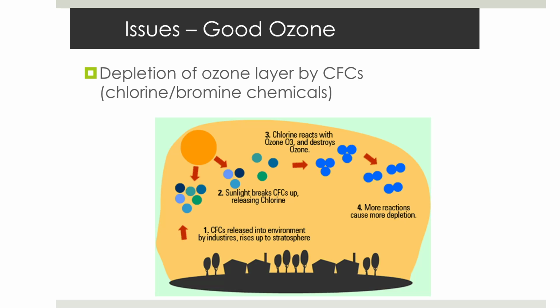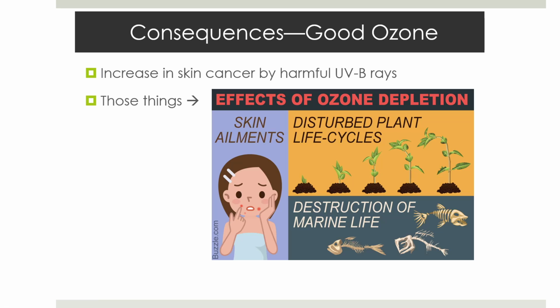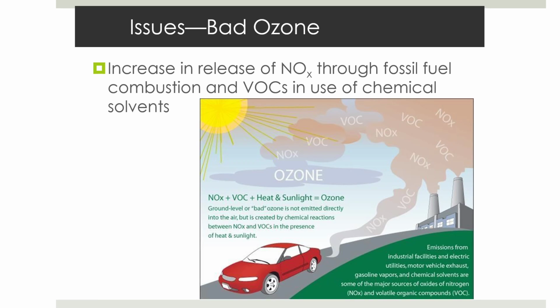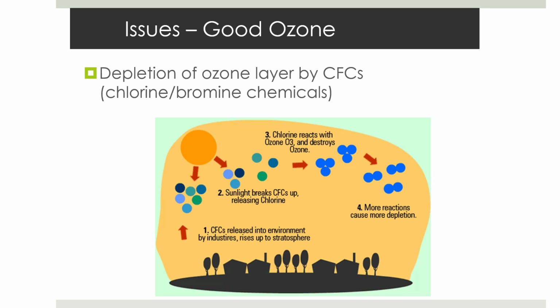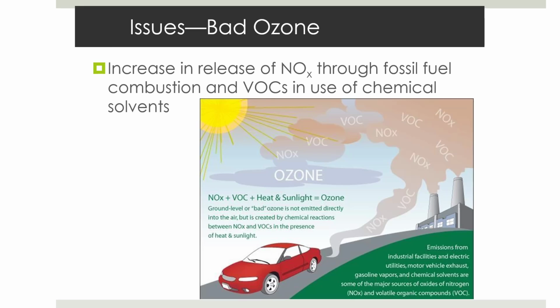And what's really scary about this is the CFCs would get into the atmosphere and essentially create this chain reaction of the breakup of ozone. They would just keep going over and over and over, because the chlorine would break up the O3 to create new bonds, and you would have this huge amount of depletion of ozone. And so there have been laws put in place to try and prevent chlorofluorocarbons from being released into the atmosphere.